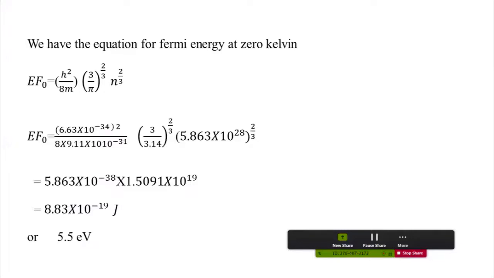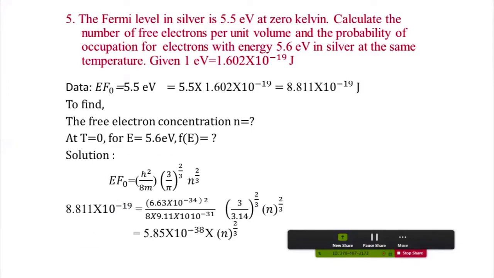Next, the last problem in this particular electrical conductivity topic. The Fermi level in silver is 5.5 electron volt at 0 Kelvin. Calculate the number of free electrons per unit volume and the probability of occupation for electrons with energy 5.6 electron volt in silver at the same temperature. In this problem also they have given the data, 1 electron volt equals 1.602 into 10 to the power minus 19 joules. Before solving the problem, we need to note down the data.